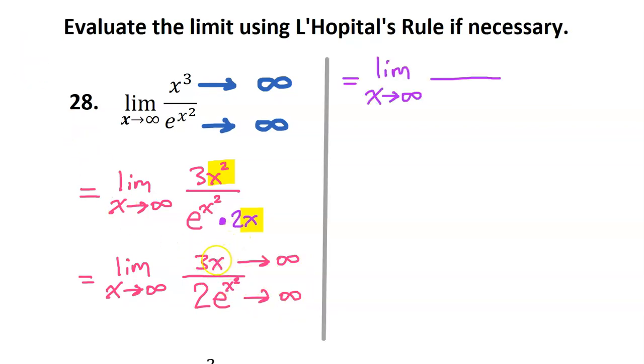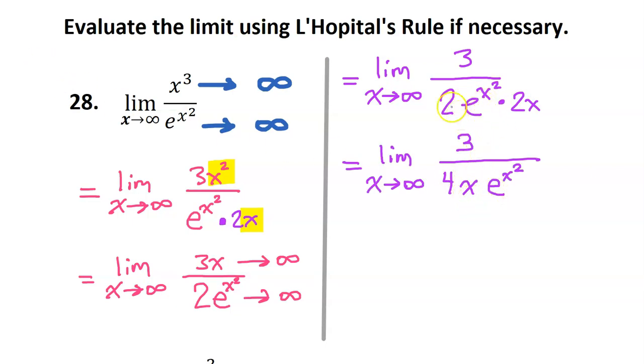Let's take the derivative of the numerator and denominator again and see what we get. The derivative of 3x is 3. The derivative of 2e to the x squared is still 2e to the x squared. But again, we have this inner function of x squared, so we have to do the chain rule and multiply by the derivative of that inner function, which is 2x. We can simplify this a tiny bit by multiplying 2 times 2, and we get the 4, and I move the x here in the front.